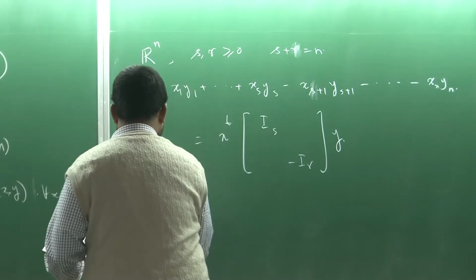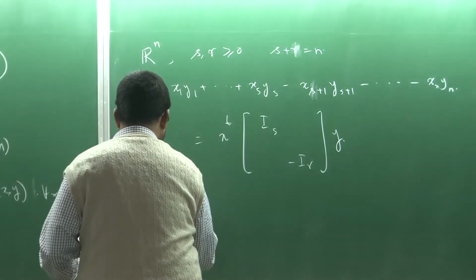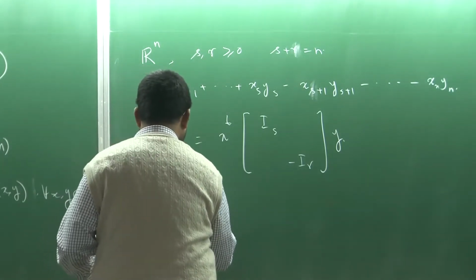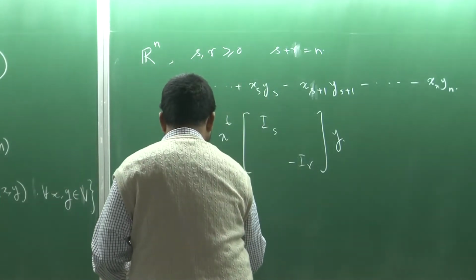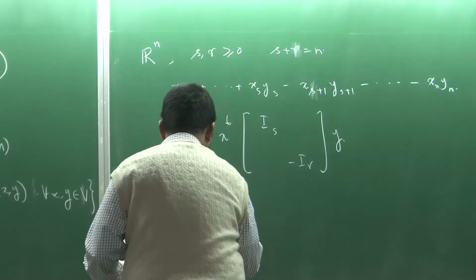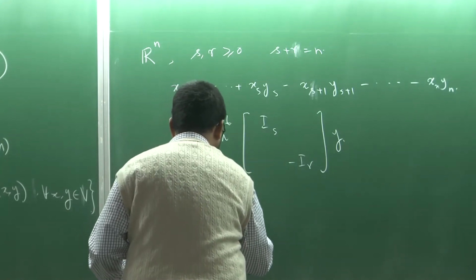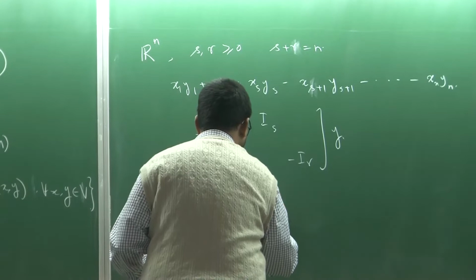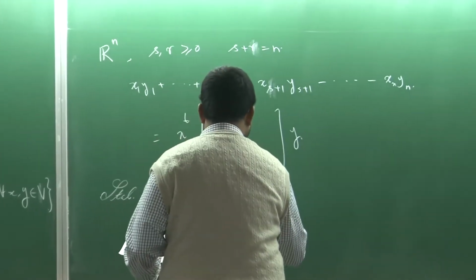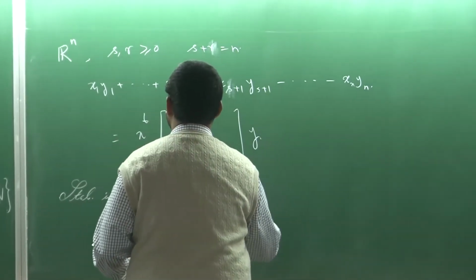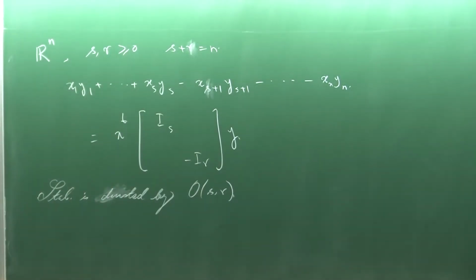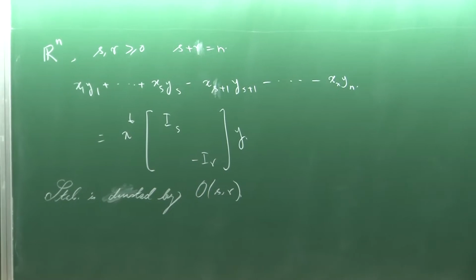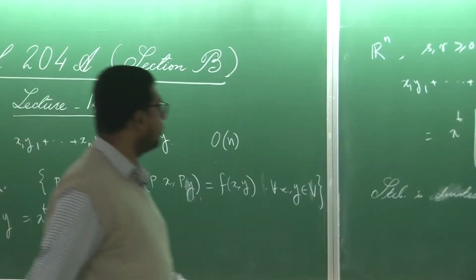The stabilizer of this bilinear form is called the general orthogonal group and denoted by O(S,R). The reason for calling it the general orthogonal group is that when S is 0, we get the orthogonal group of matrices.